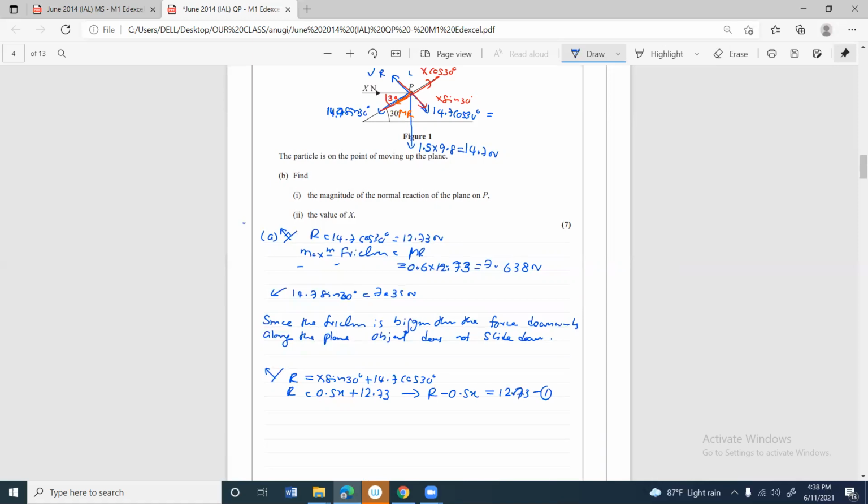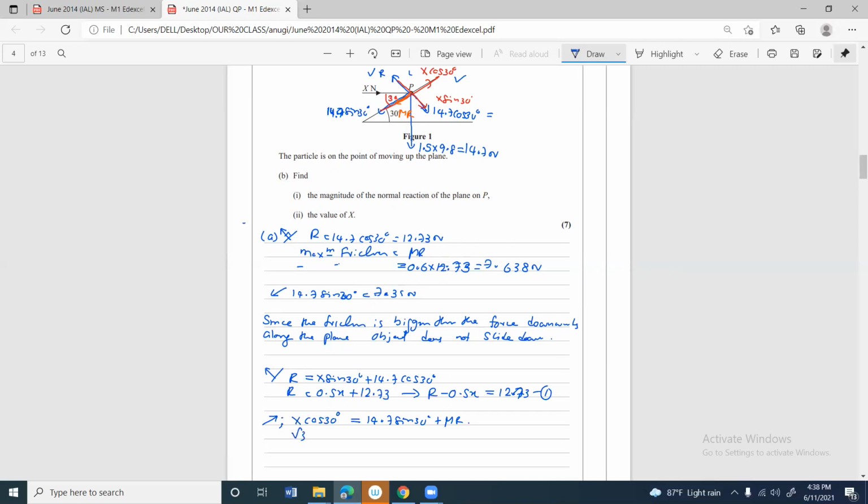Then we'll consider the equilibrium, sorry, along the plane. The force only there is x cos 30, which is equal to the downwards forces. What are the downwards forces? 14.7 sin 30 plus mu R. We'll go ahead with this. This is x cos 30.